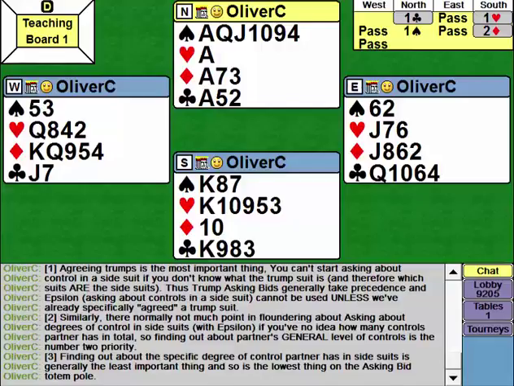This is mainly concerned with if there is a potential conflict. For example, when we look at beta, you will see that four clubs can often be an asking bid called beta. And there are specific situations where four clubs will be a beta ask. But four clubs could also be an epsilon ask, potentially.